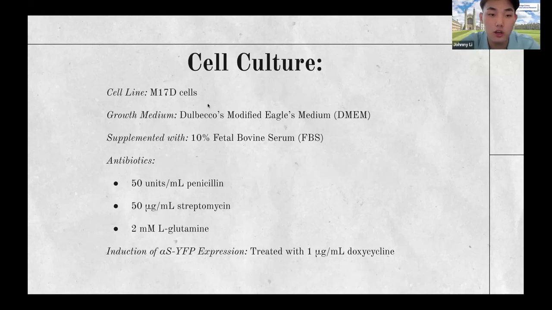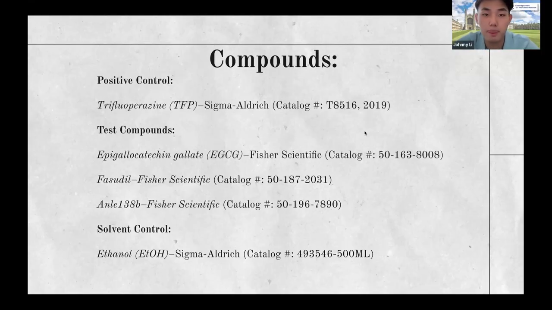So firstly, for the study, we used M17D cells. They were supplemented with 10% fetal bovine serum, antibiotics, and L-glutamine. So to induce the alpha-synuclein YFP expression, we added doxycycline at 1 milligram per milliliter. The compounds that we used are listed here. So we tested several different compounds.